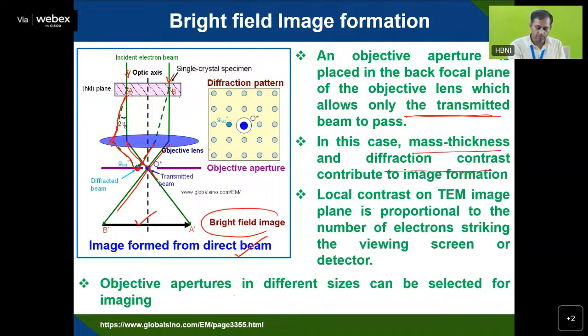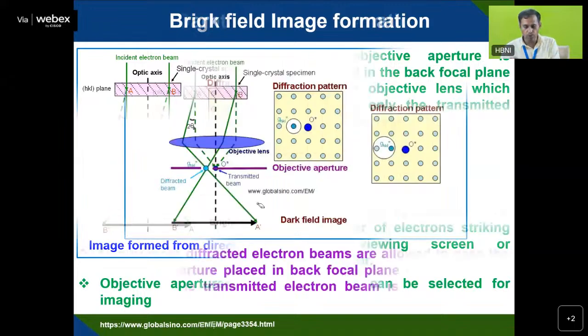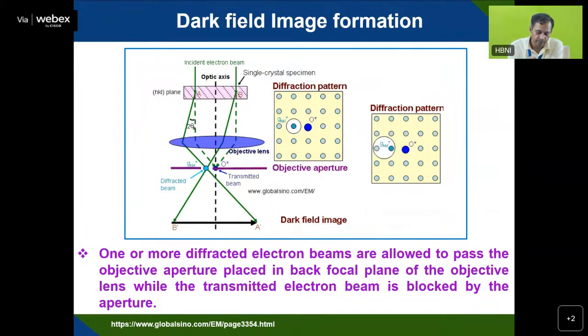So the objective aperture is mainly here, allowing only the direct beam. It is not allowing the diffracted beam here. In that case you are getting a bright field image. But if you go for the dark field image, you can see here that the objective lens is placed somewhere, then you have an objective aperture here. You can see that aperture, so the direct beam which was coming earlier and passing through this orifice is now stopped by the objective aperture.